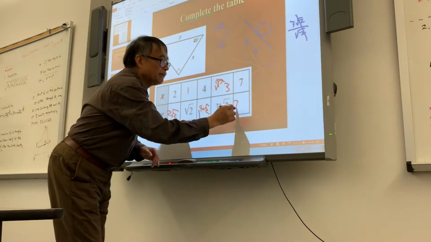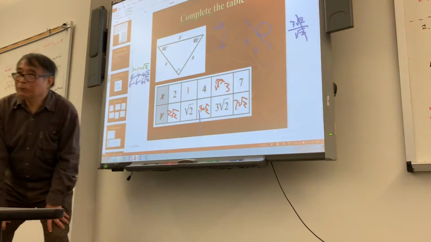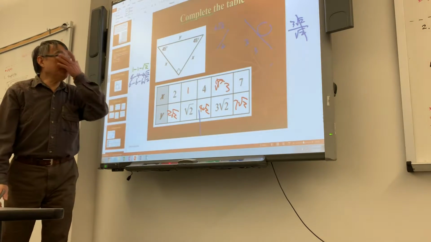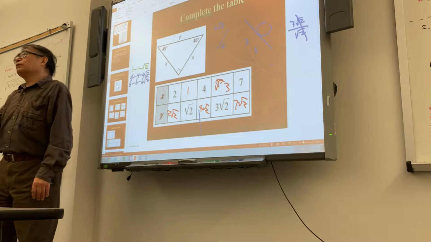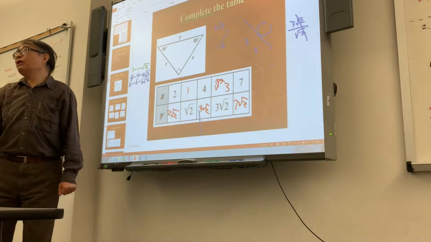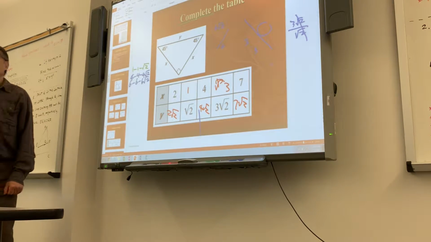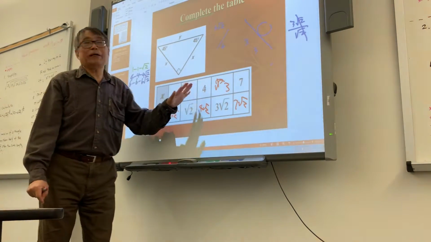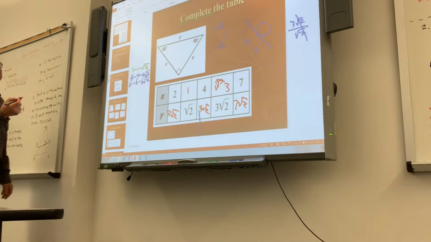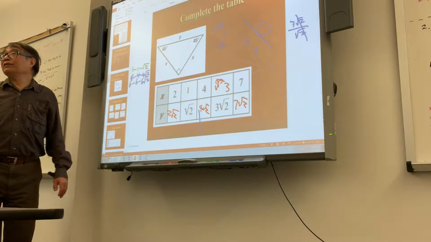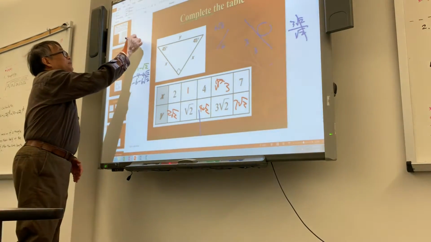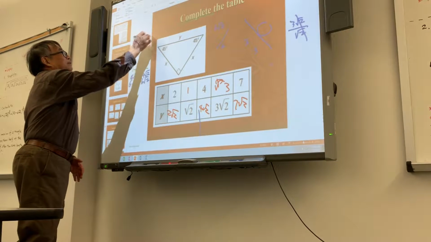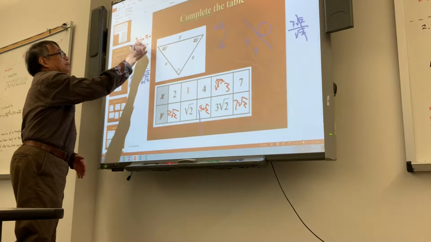7 squared. Do you understand me, please? This table is so important for chapter 7. We will learn sine, cosine, tangent tomorrow. If you don't know this part, that's why I told you before, some students are sitting in AP Calculus class and they don't know sine 30 degrees, cosine 60 degrees.